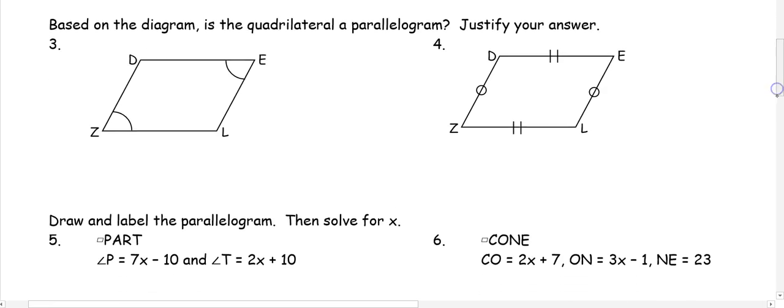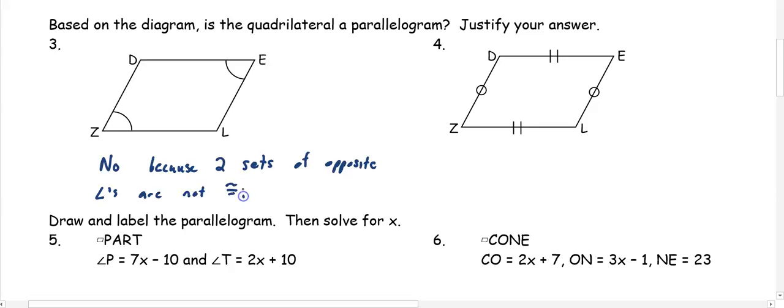Based on the diagrams, is the quadrilateral a parallelogram? Justify your answer. So in number 3, it tells us that two angles are congruent, but it doesn't tell us about anything else. So in this case, this would not be a parallelogram because we don't have two sets of congruent angles. So we would say no, because two sets of opposite angles are not congruent. We can't guess if they're congruent or not, so we're just going to leave it alone and say that we don't know if they're going to be congruent.